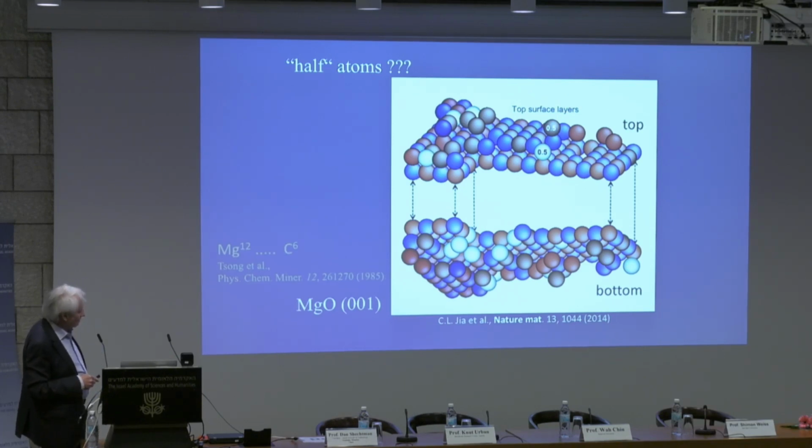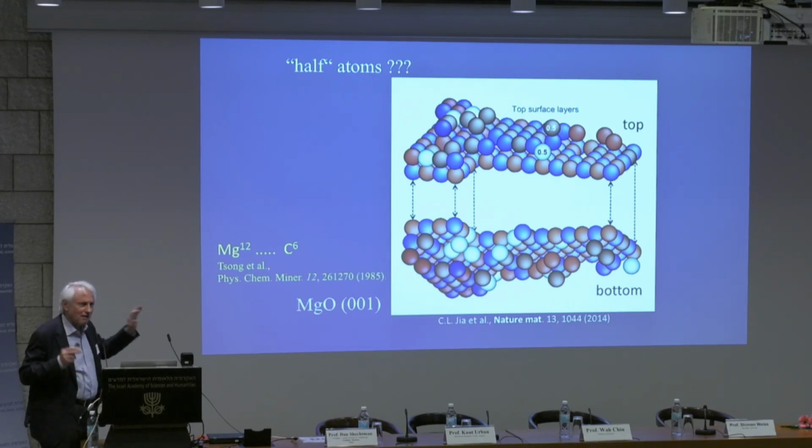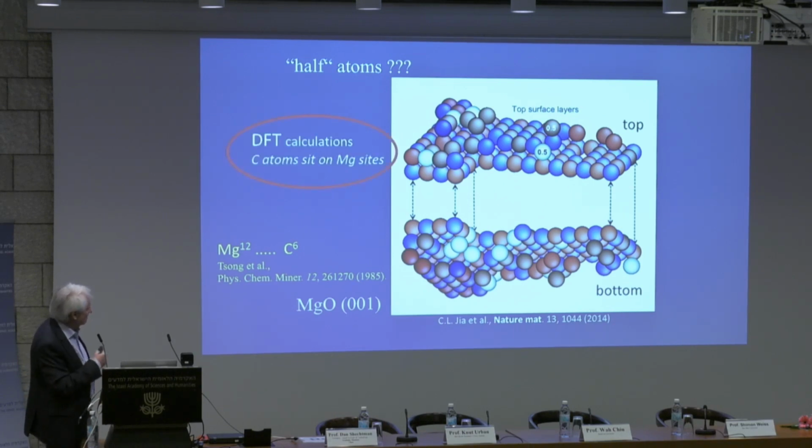And then one of my students went to the old literature, and he found a study where people have studied ultra-pure magnesium oxide surfaces. And they found that even on these very pure surfaces, there's always carbon contamination. And then we did a DFT calculation. This tells us the carbon wants to substitute magnesium atoms. It has half the nuclear charge, and this is where the factor 1/2 comes from.